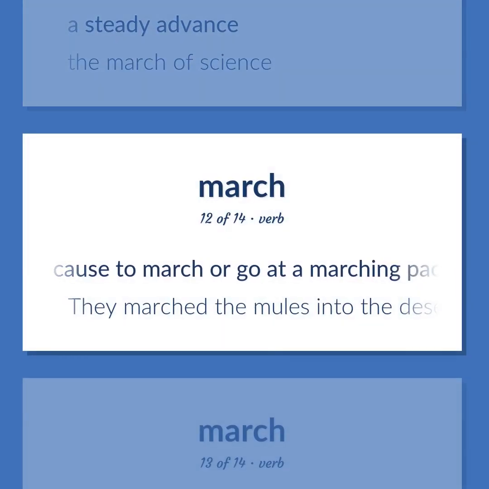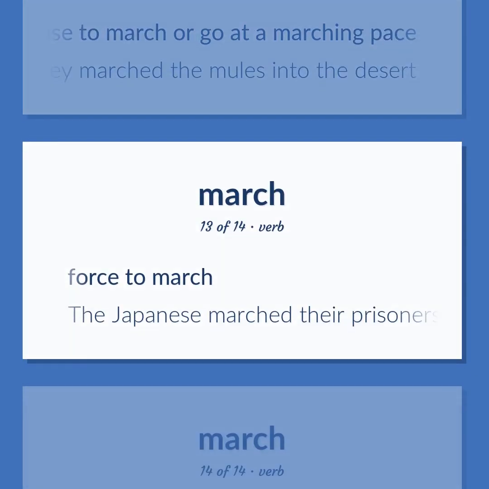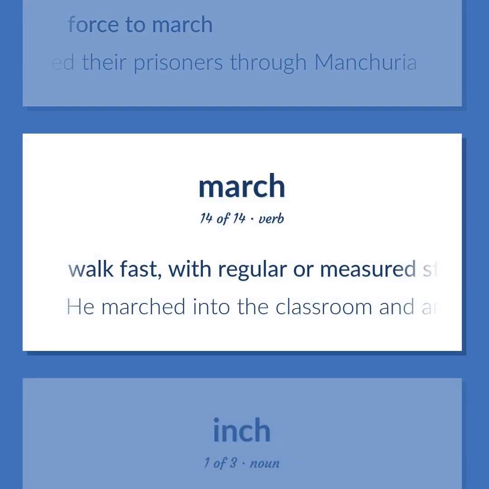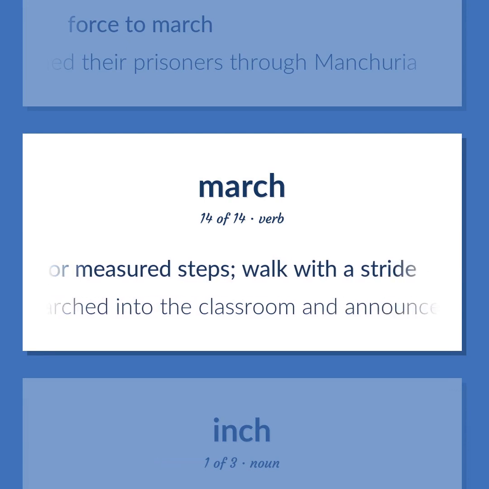Cause to march or go at a marching pace. They marched the mules into the desert. Force to march. The Japanese marched their prisoners through Manchuria. Walk fast, with regular or measured steps. Walk with a stride. He marched into the classroom and announced the exam.